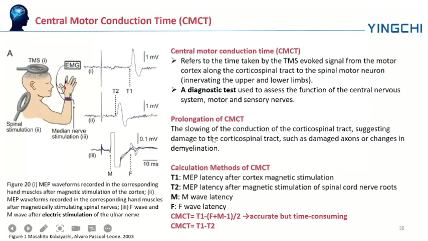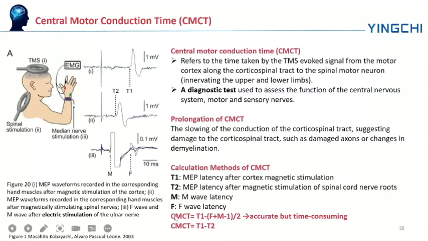And if the CMCT has a prolongation, the slowing of the conduction of the cortical spinal tract may suggest damage to the cortical spinal tract, such as damaged axons or changes in demyelination. And how to calculate the CMCT?